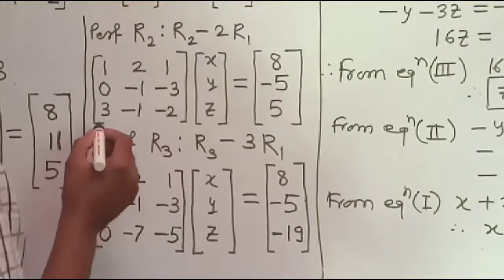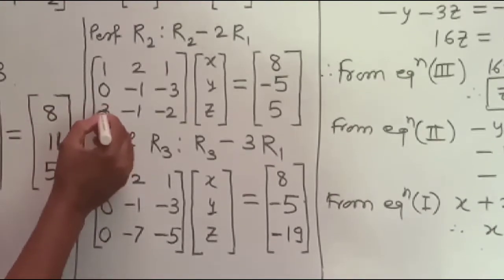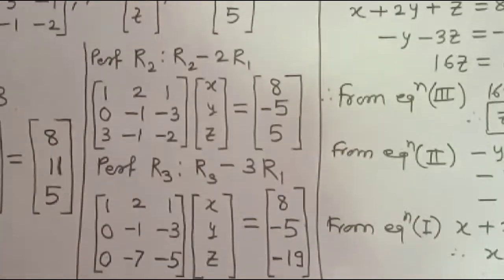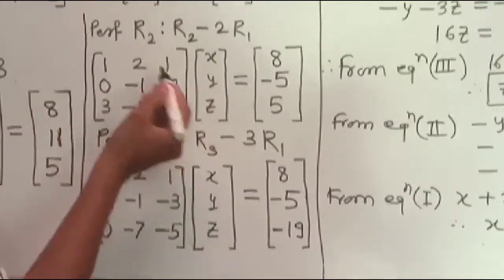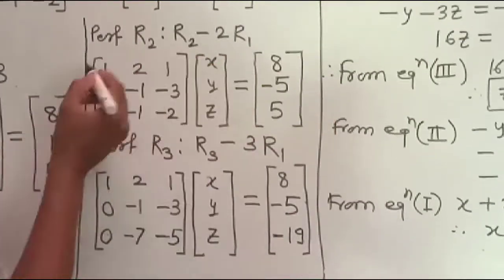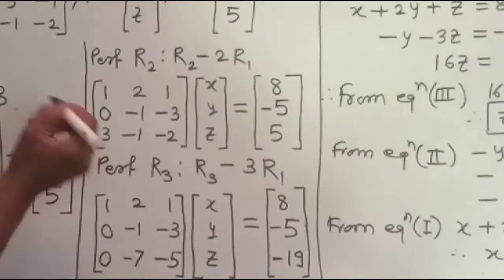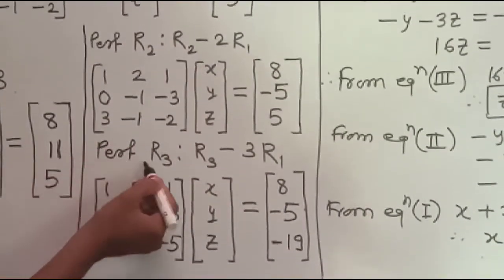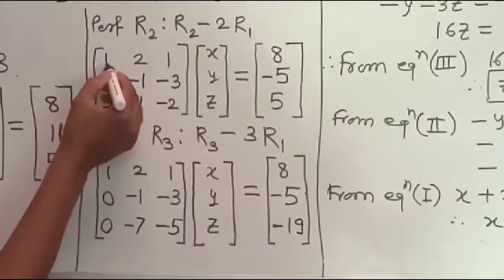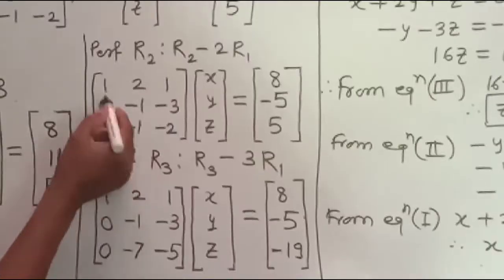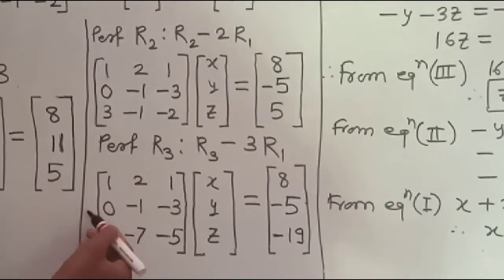Now we transform another row. Here the third row first element is 3. I convert this 3 into 0. So if you multiply R1 by 3 and then subtract from R3, then we get 0 instead of 3. So I write the transformation R3 such that R3 is R3 minus 3R1. Here R1 and R2 remain the same.